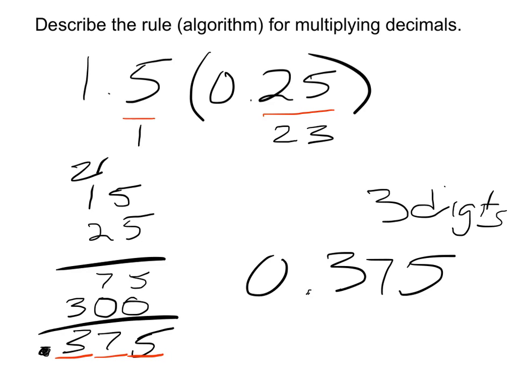0.375. And think to yourself, does that make sense? I'm taking about 1/4 of 1 1/2. Okay, so think about, does that make sense? Now go ahead and write down in your own words how you would describe that rule for multiplying with decimals, and then do problems 1 and 2 on your paper.